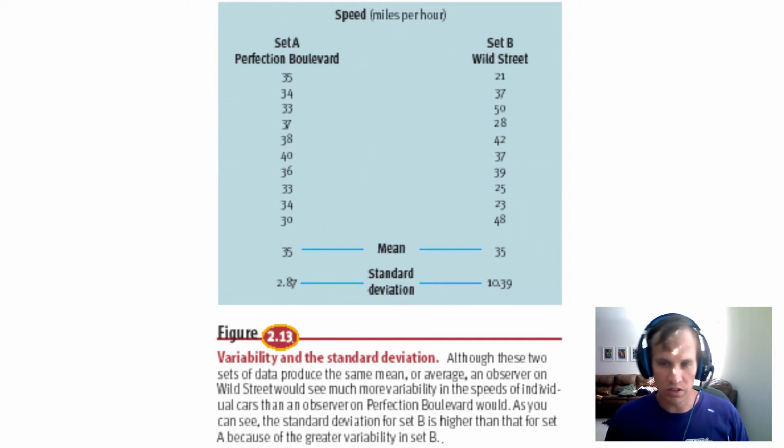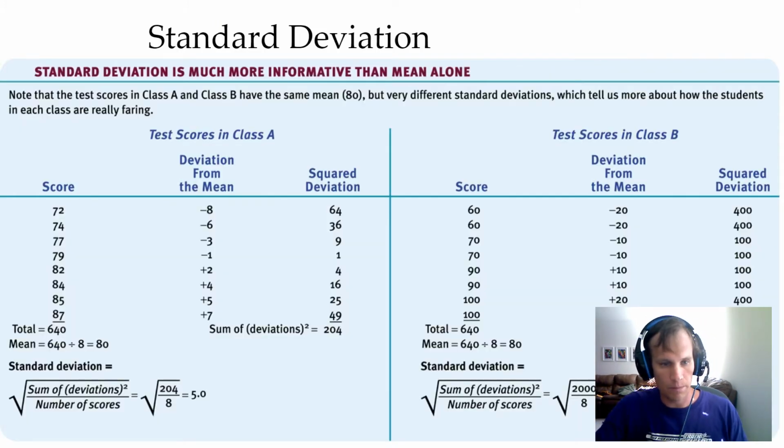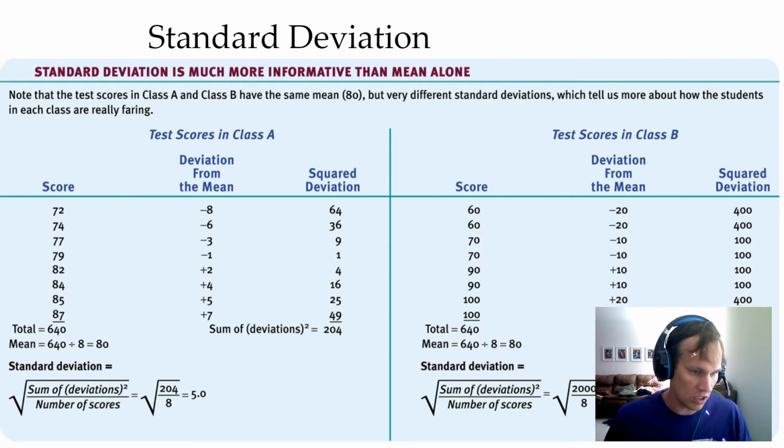Whereas on Wild Street, they're going all the way from 21 miles an hour to 50 miles an hour. There's a huge difference. Okay, so standard deviation measures how far all the different data points are from the mean. Okay, so here's the equation to get that.